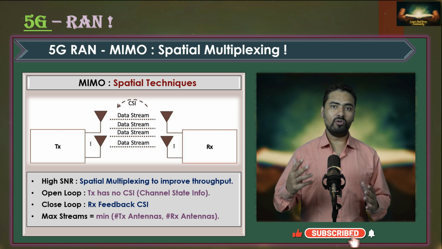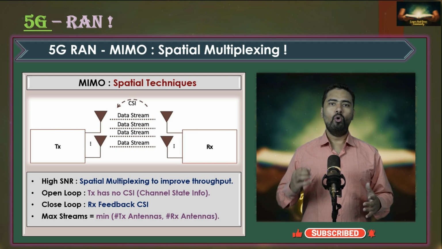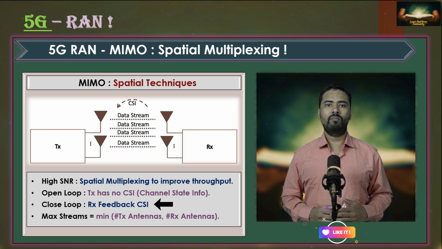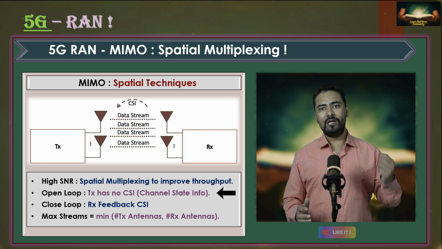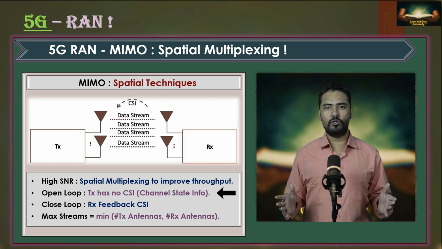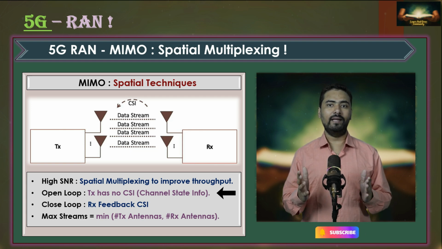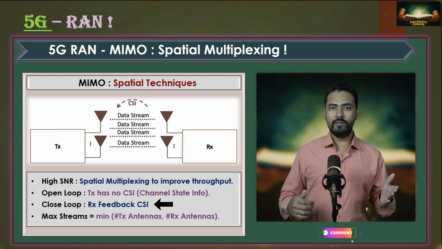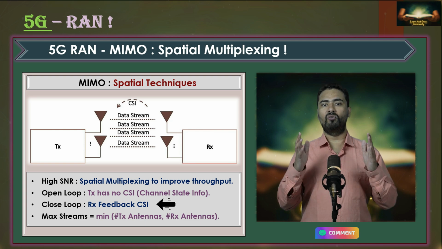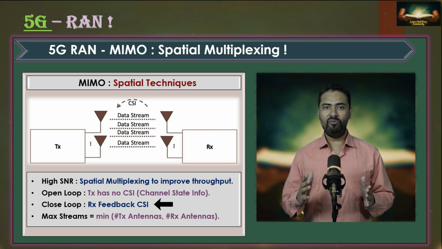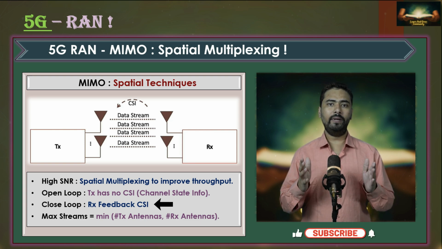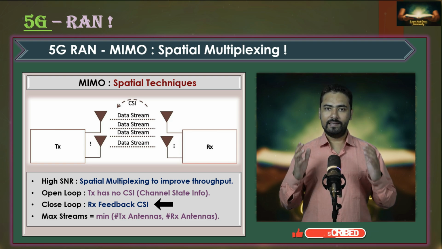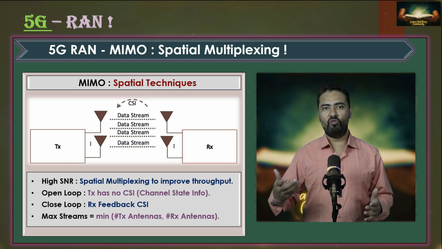Now there are two variants of spatial multiplexing. First is open loop spatial multiplexing and second is closed loop spatial multiplexing. In open loop spatial multiplexing, the transmitter does not require channel state information. However, it is less efficient than closed loop spatial multiplexing. In closed loop spatial multiplexing, the transmitter receives the channel state information through feedback from the receiver. And with this knowledge at the transmitter, appropriate precoding is done in the transmitter and processing is done on the receiver side. This allows the data streams to be separated effectively.